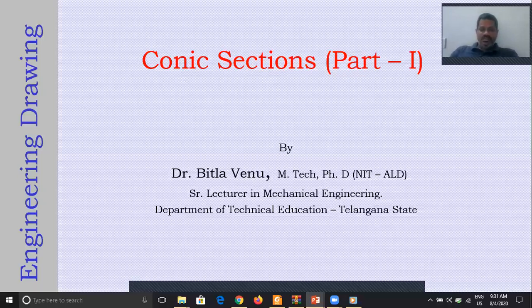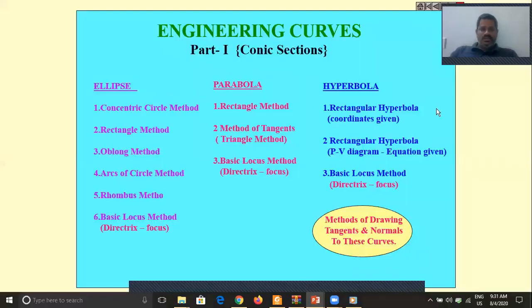Let me move further to see what a conic section is now. In this conic sections part 1, we will discuss that basically conic sections are 3 types. I will discuss in detail how we get these 3 types and the exact procedure to get them in the next session. Basically, conic sections are 3 types: ellipse, parabola, and hyperbola.